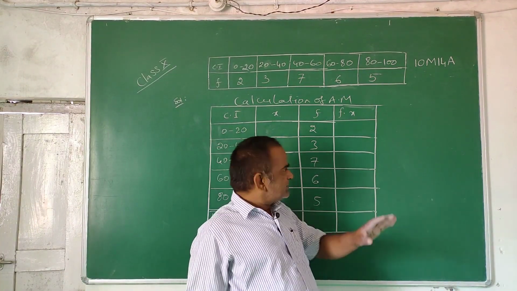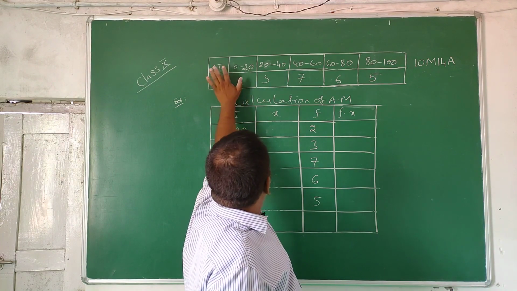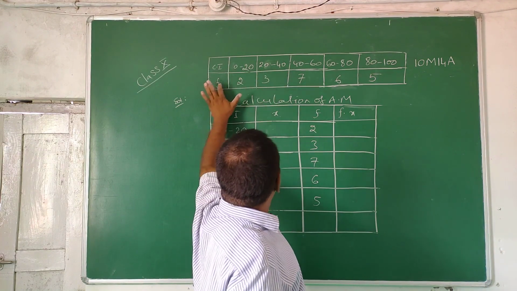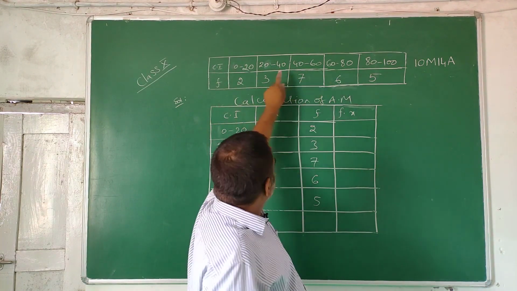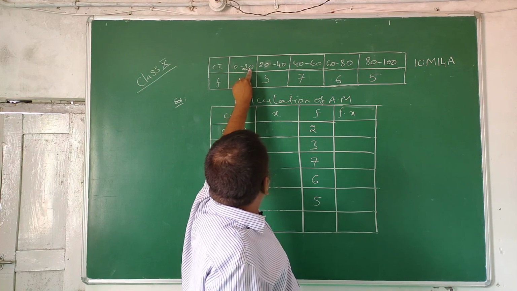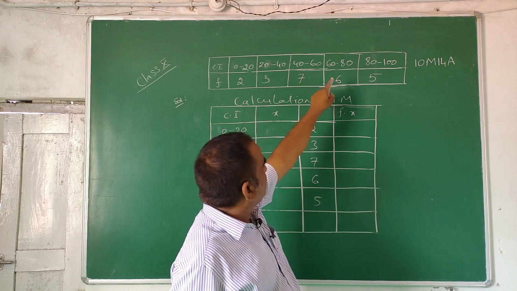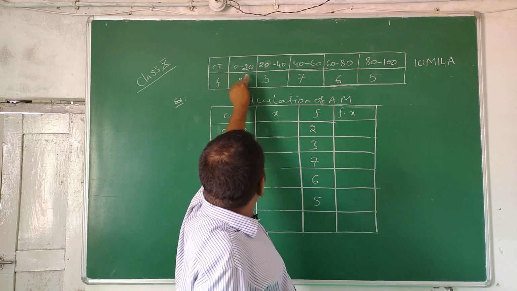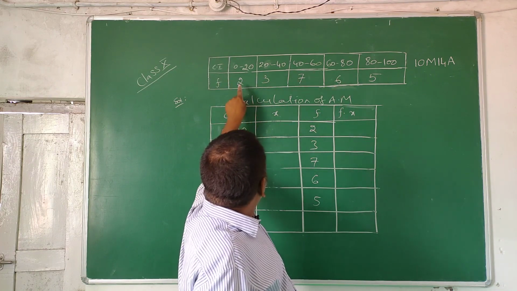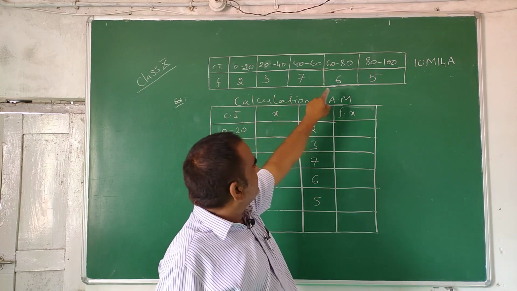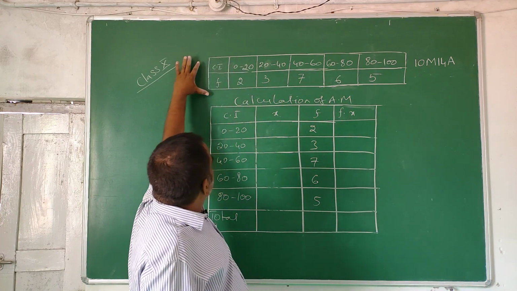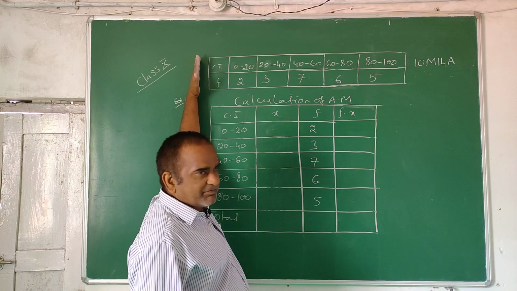So dear students, please observe this table. These are class intervals and these are frequencies. Class intervals 0 to 20, 20 to 40, 40 to 60, 60 to 80, 80 to 100. Please observe these class intervals. Frequencies are 2, 3, 7, 6, 5. For this we have to calculate the arithmetic mean.